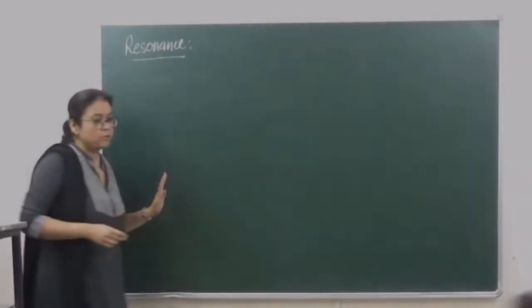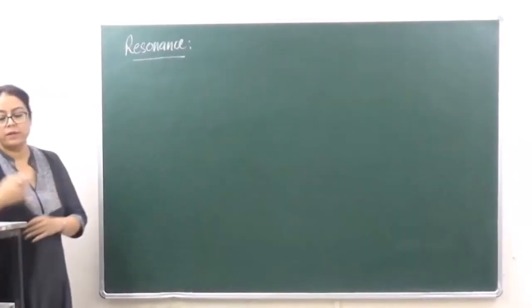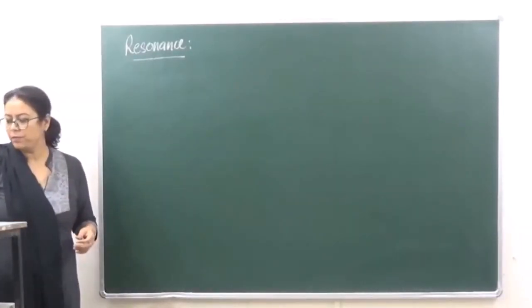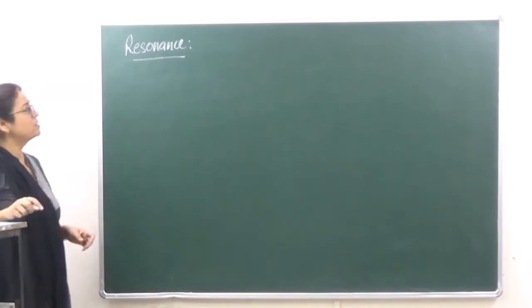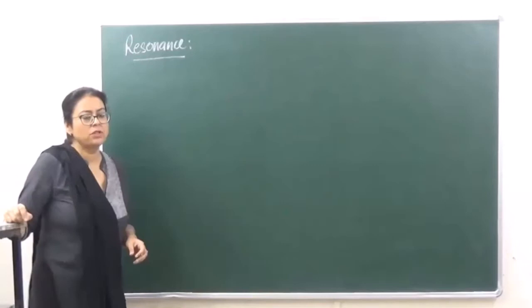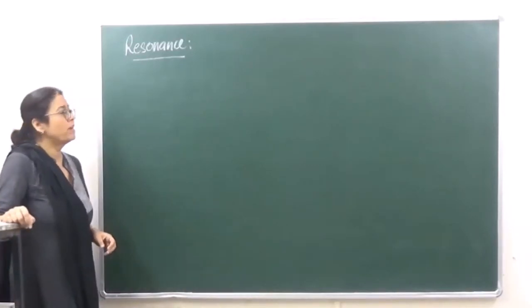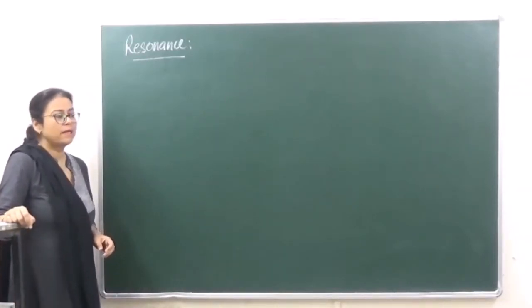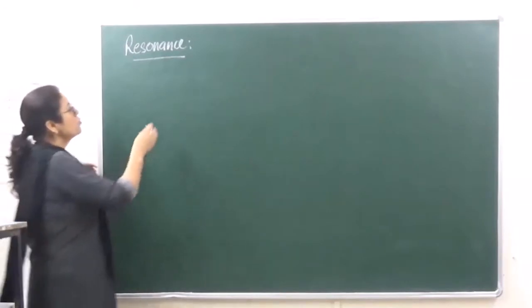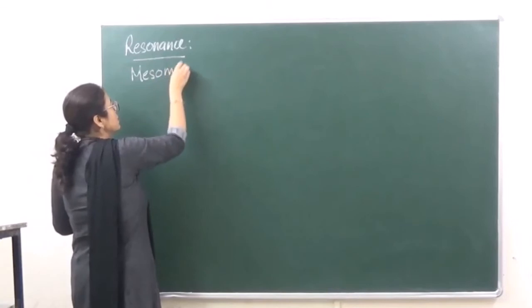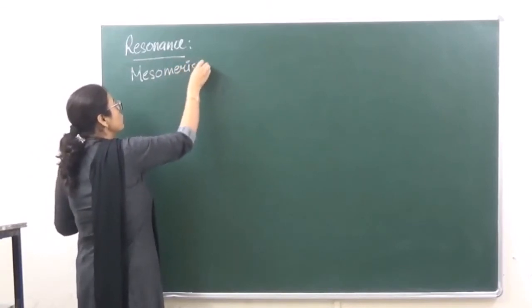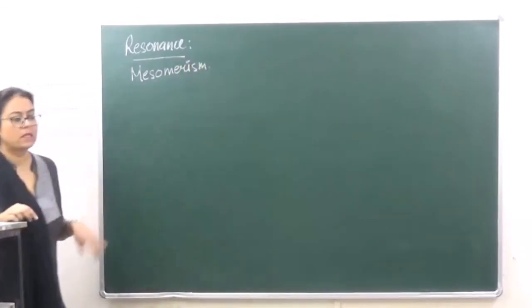Alright, the next topic which we are going to begin today is resonance. In the previous topic we had done hybridization. We did various methods to calculate the hybridization, right? Now today we will do resonance. What do we understand by the term resonance? This is also known as mesomerism, or mesomeric effect.